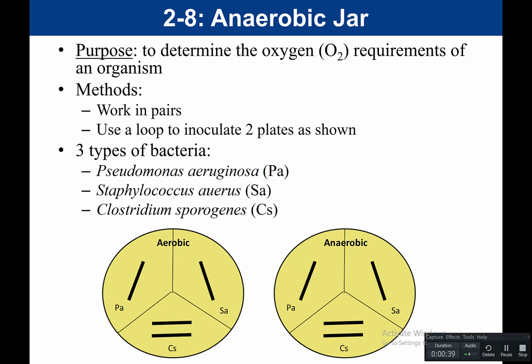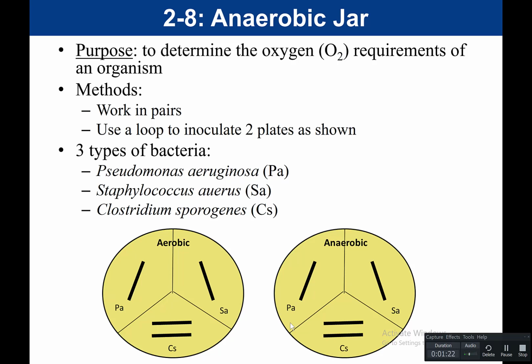And so to do this experiment, you would do this in pairs, and per pair, you would get 2 nutrient agar plates. One plate you would label the aerobic plate, and the other plate you would label anaerobic. And so what you would do is you would divide your plate into thirds, and you would label one quadrant PA for Pseudomonas aeruginosa. You would label one quadrant Staph aureus, so SA, and then the third quadrant you would label Clostridium sporogenes, CS. And so you would do that on both plates. You want to have those 3 organisms on both plates.